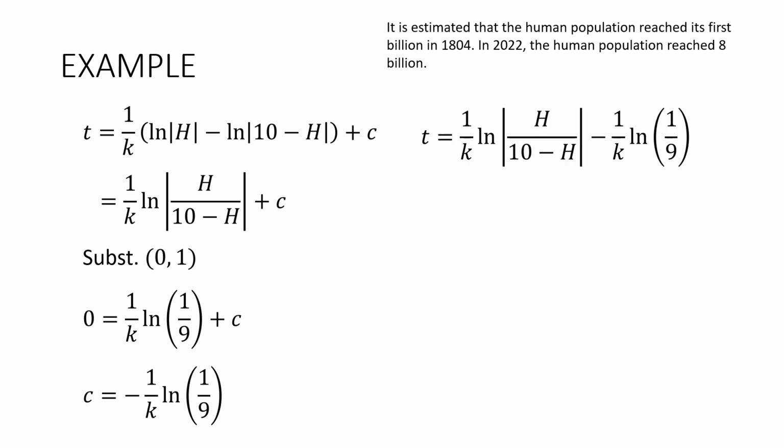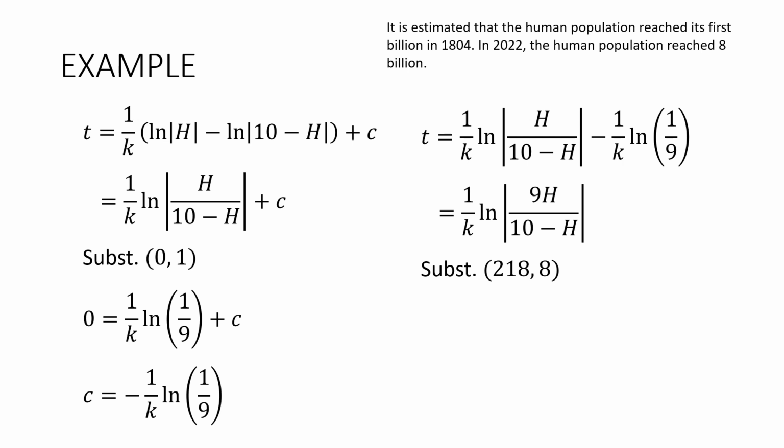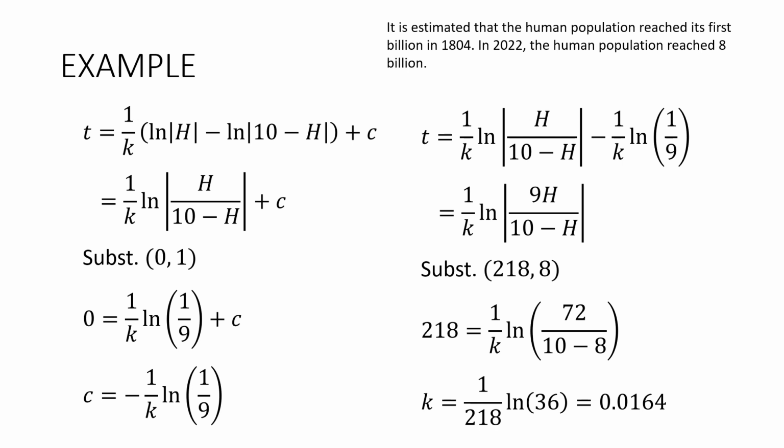And we've got another two log functions that we can join together. So we've got 1 on k, and this is going to be divided by 1/9, which is the same as timesing by 9. So 9H over 10 minus H. Now let's substitute in. 2022 is 218 years after 1804, and the population was 8 billion. Substituting it in, I'm going to take the k over and swap it with the 218, and working that all out, k is equal to 0.0164.